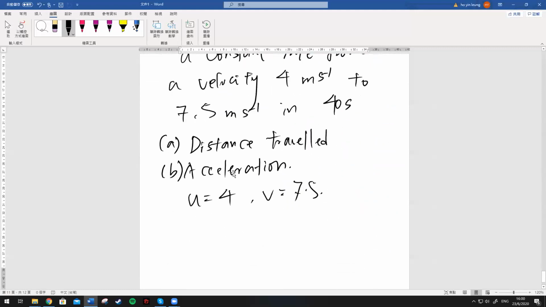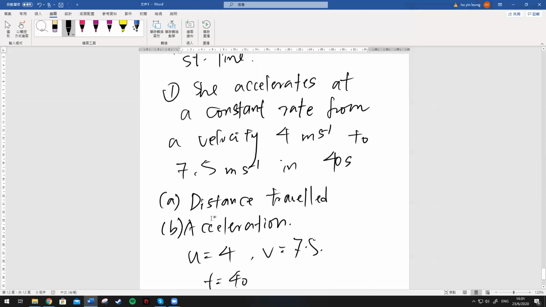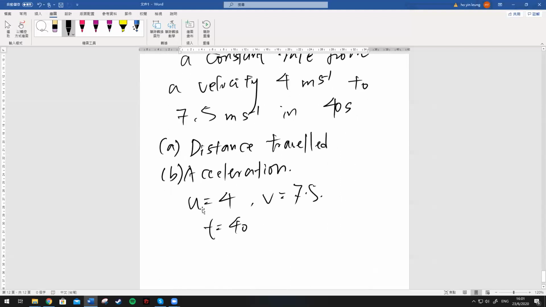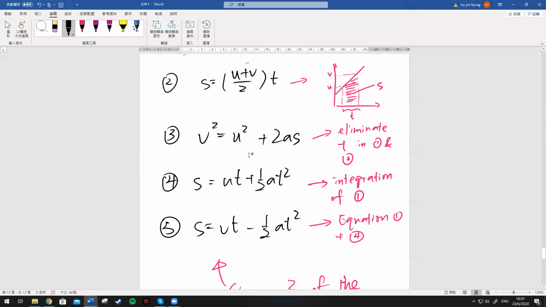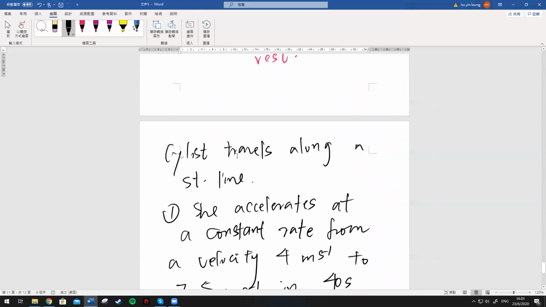All right, but back to here, we have u equal to 4, v equal to 7.5, and t is 40. So we have these three. Our strategy is to find one of these equations which only has the distance or the displacement as the unknown. Here we have u, v, and t. So I think this one should be suitable, right? You have the initial velocity, the final velocity, and the time. So we can use this, okay?